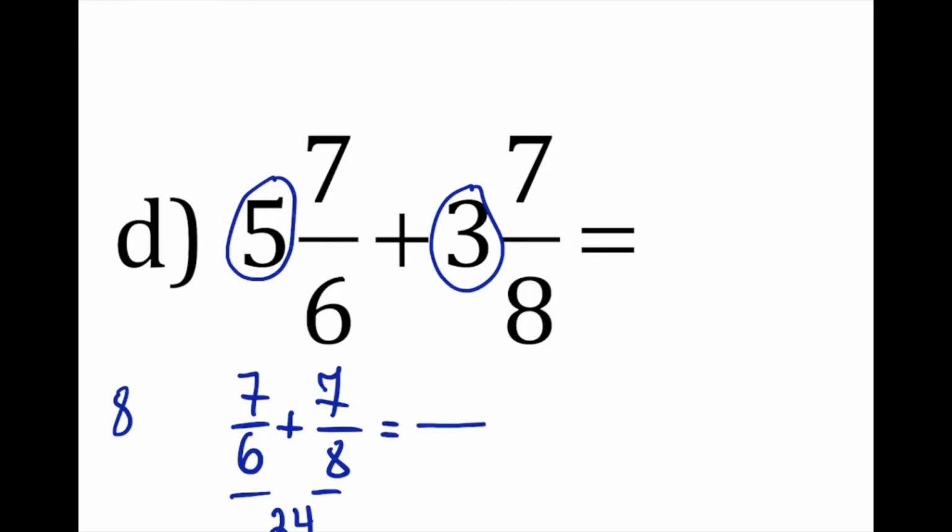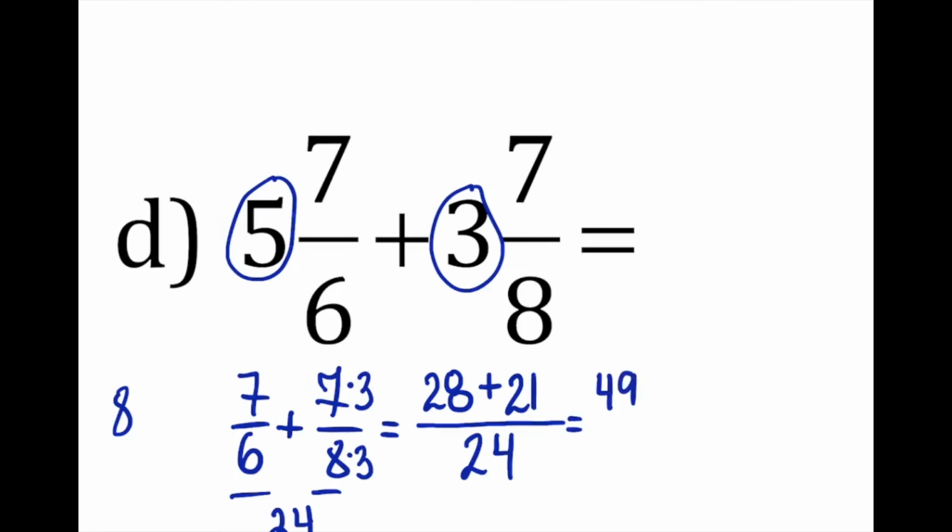So I'm going to raise 6 to 24 by multiplying by 4. 7 times 4 is 28. And I will raise 8 to 24 by multiplying by 3, which means I will have to multiply 7 by 3 as well. So plus 21. Together that gives me 49 over 24.